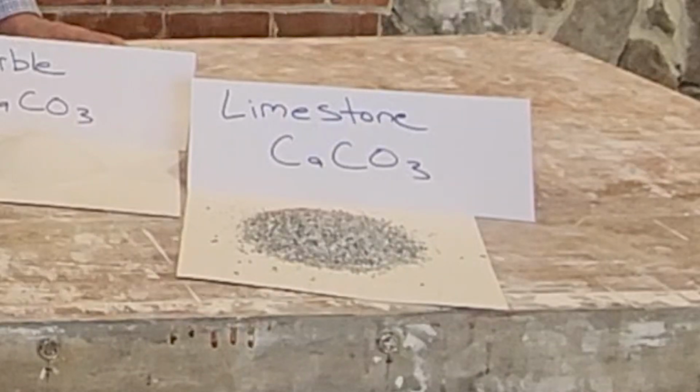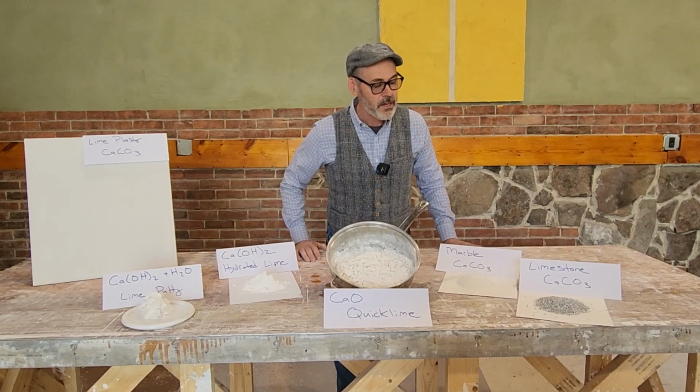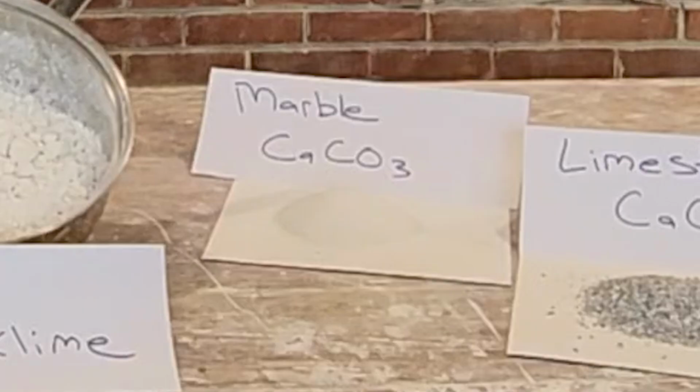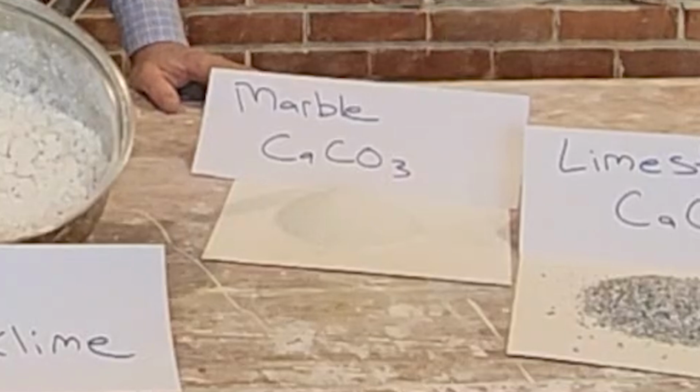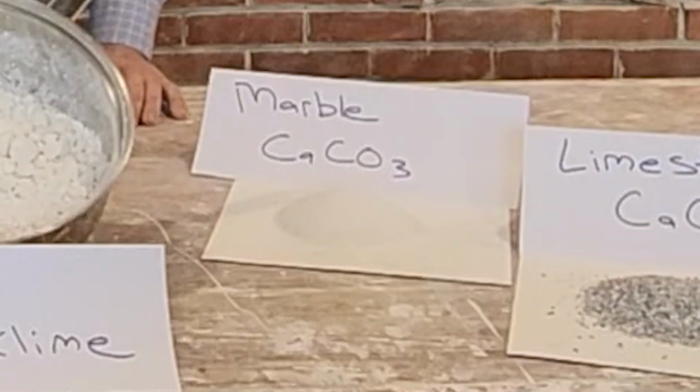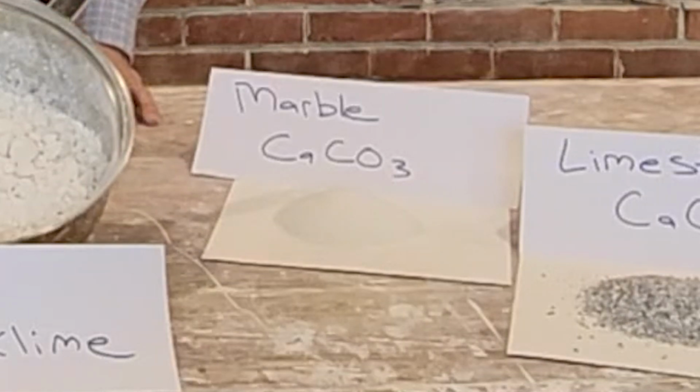To the far right, we have limestone. Limestone is a sedimentary form of calcium carbonate, usually coming from the skeletal remains of sea creatures that accumulate over time. And then next to that, we have marble. Marble's a metamorphic form of lime or calcium carbonate that is highly crystallized.